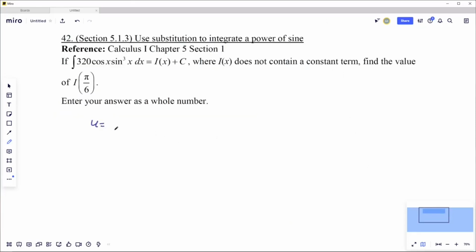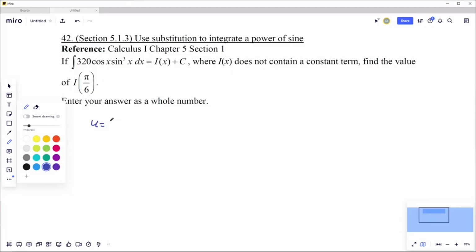For this, pick the best choice of u again. Cosine x gives you sine x, but sine x does not cancel with sine cubed, as in sine to the power 3 of x, it doesn't cancel. You're left with sine squared x if you try to cancel. So picking the higher power is better here, because sine and cosine are not inverses, but their derivatives will give you the other.